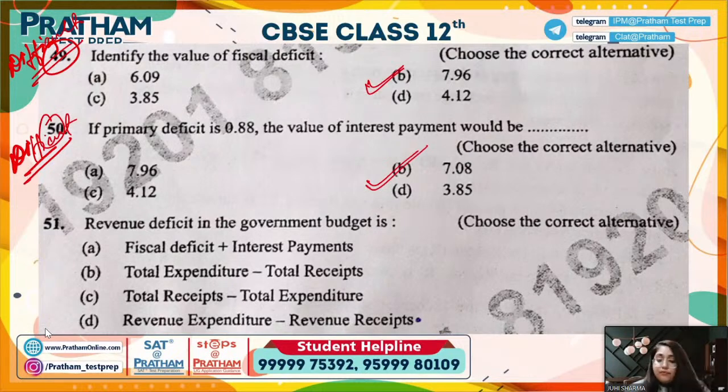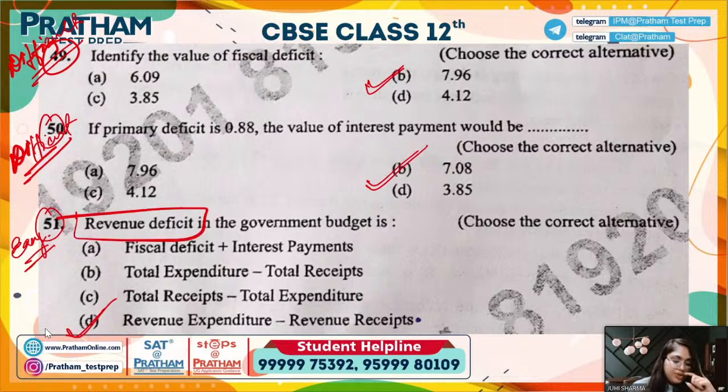Okay. Now 51 pretty easy है आपका. अगर आपको revenue deficit पता है of the government budget, आप clearly बता सकते हो revenue deficit is equal to revenue expenditure minus revenue receipts, और बाकी options देखने की जरूरत नहीं है. Option D is the correct answer. Revenue expenditure minus revenue receipts make the revenue deficit. ठीक है, so 51 option D is the right answer.